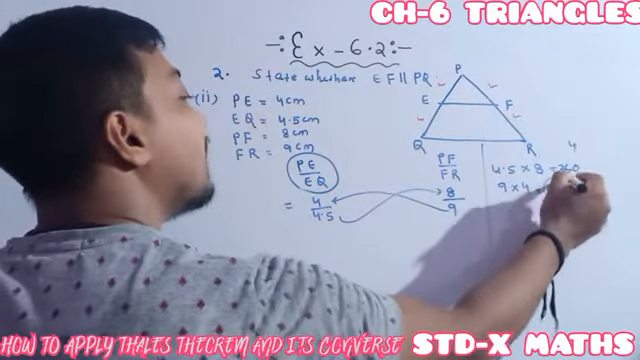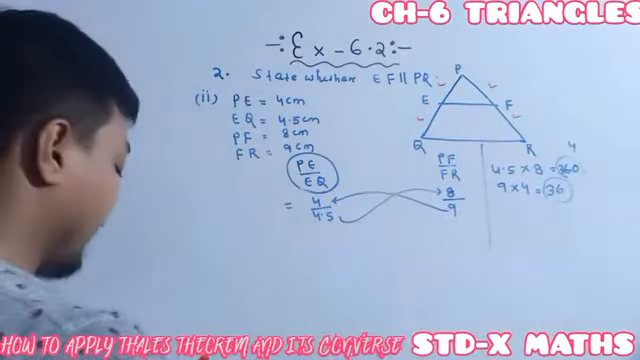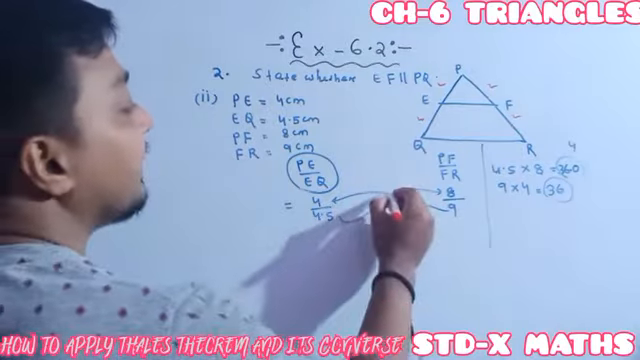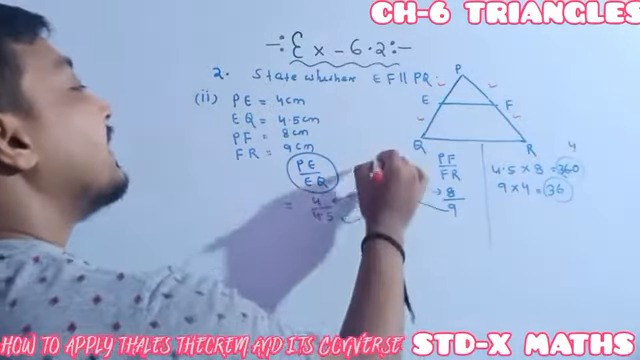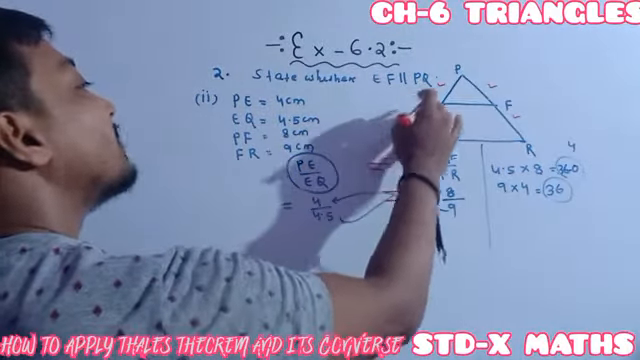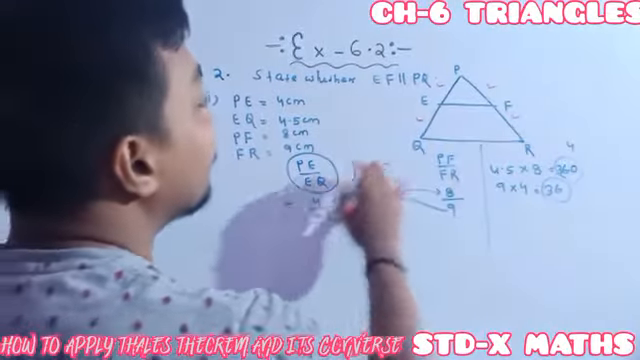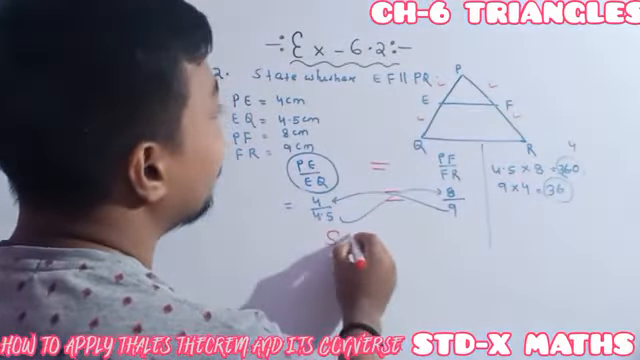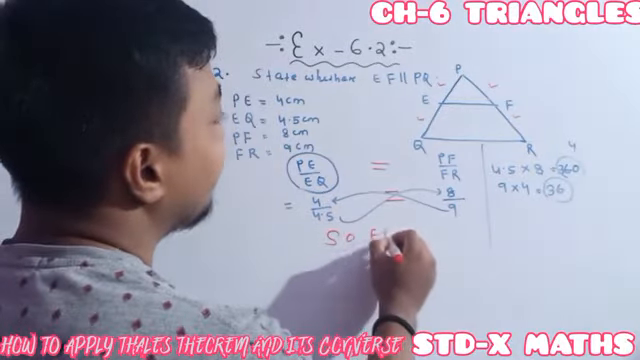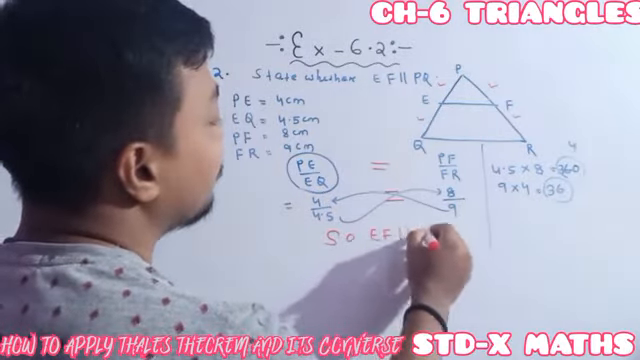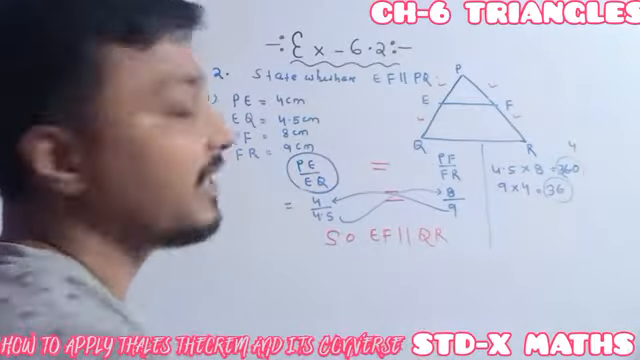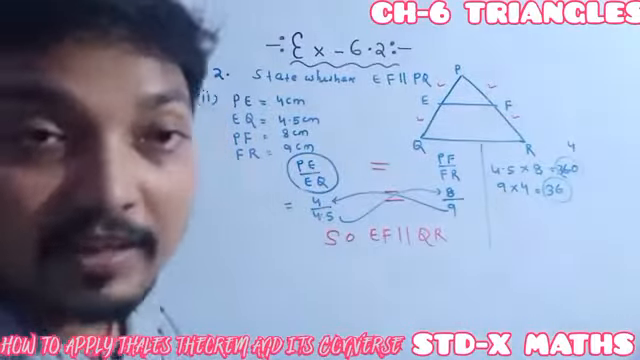As this one is the same, this one is equal to this one. It means the ratio of this one divided by this one is the same as the ratio of this one divided by this one. So as both ratios are the same, one can write that EF is parallel to QR. Easy or difficult? There is another easy trick also.